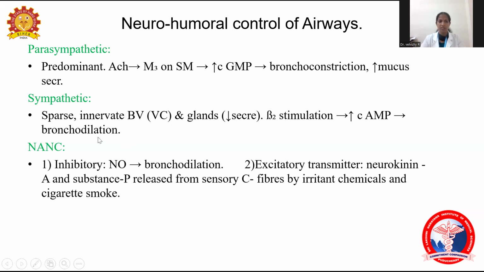And we have another thing which is called NANC. So this NANC, nitric oxide, always produces bronchodilation.